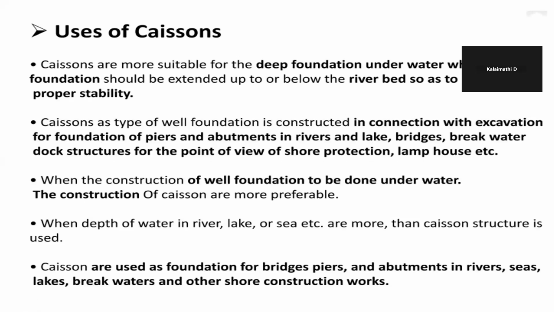Uses: it is used to transfer the load of the structure to the hard strata. It is used for foundations of bridges, piers, and abutments in a river or lake. It is used as an impervious core wall of earth dams. It is also used to provide access to a deep shaft or tunnel. The materials which can be used for caissons are RCC, steel, timber, and cast iron.